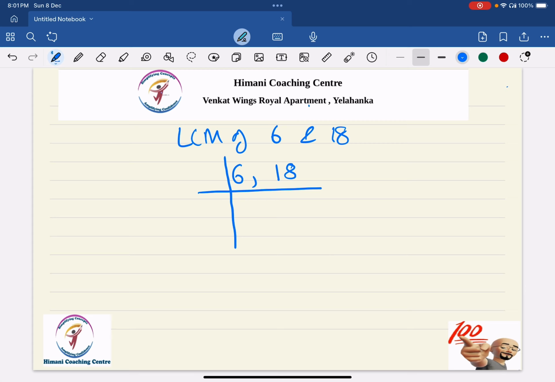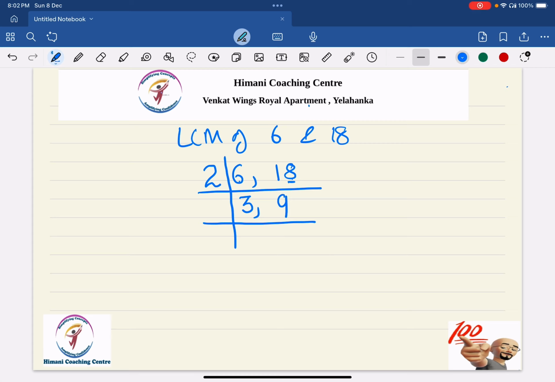Now start doing prime factorization, such that just see with what number both the numbers can be divided. Can you see 6 and then this is 18, even numbers. So what is the prime number which can divide it? 2. So let's do that. Write 2 here, divide 6 by 2, you will get 3. When you divide 18 by 2, we get 9.